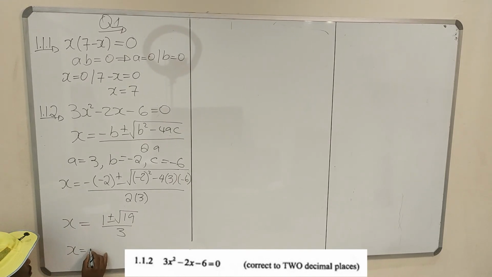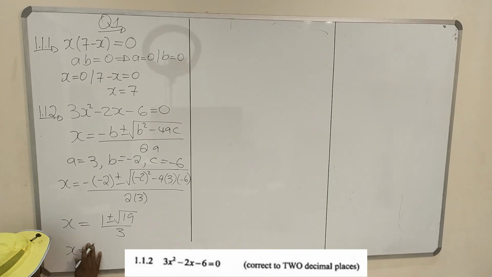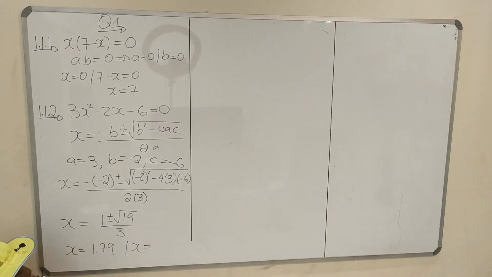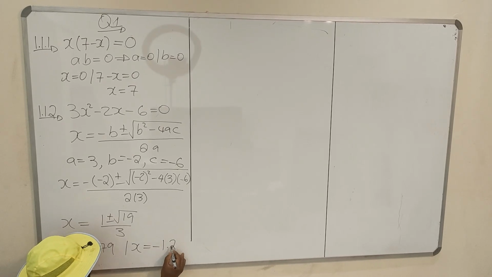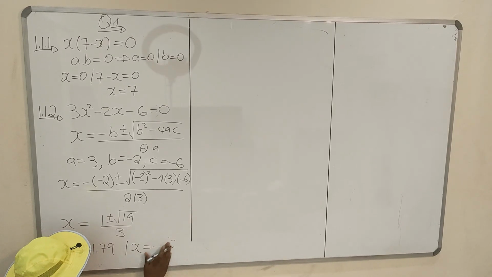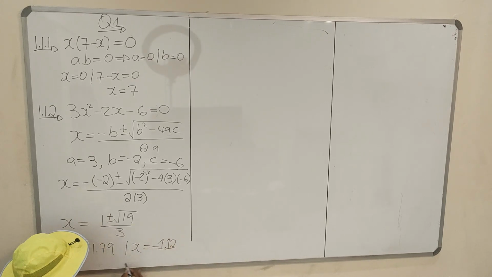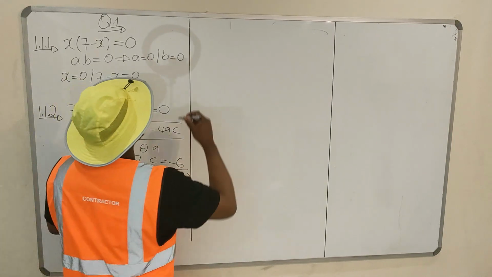x is equal to 1.79, or x is equal to negative 1.12. So these are the solutions. Are these the solutions? Yes. Is everyone happy with this? Yes. So this is how you do the second one. Then we move to 1.1.3.